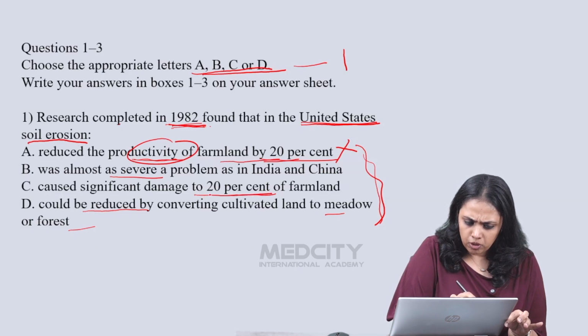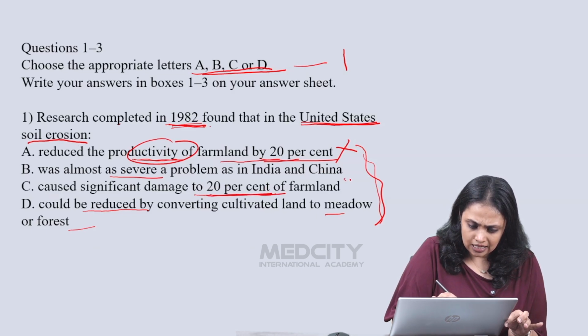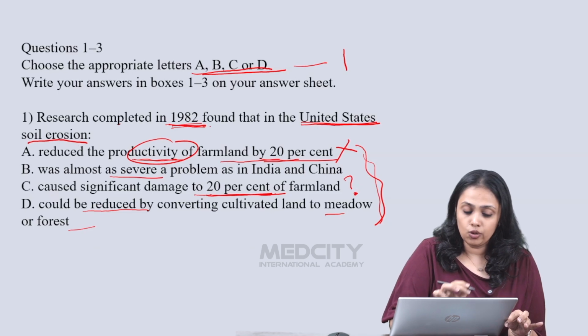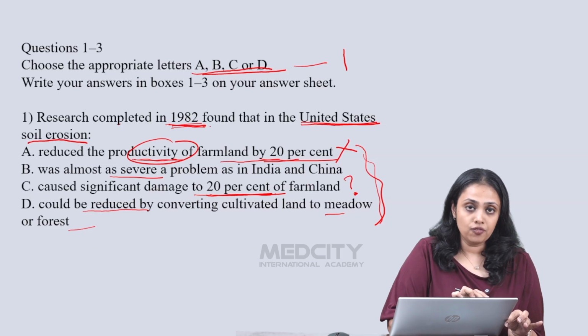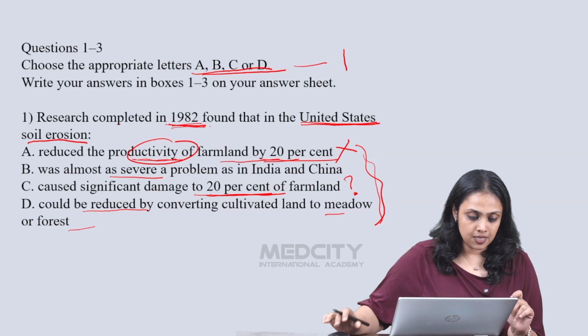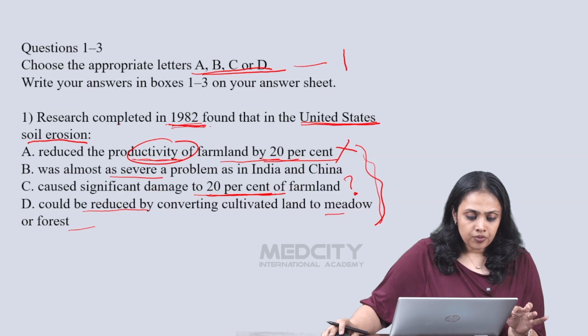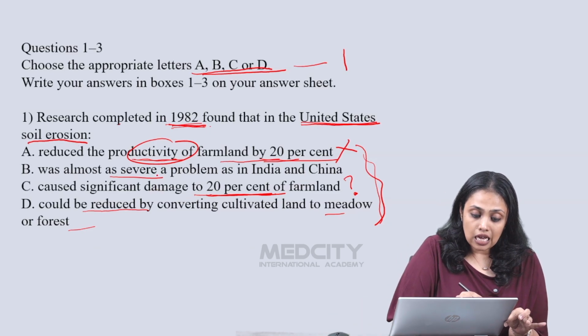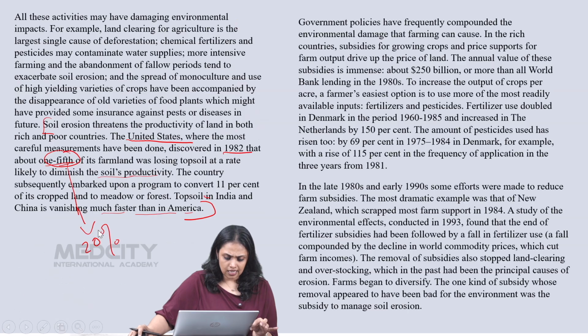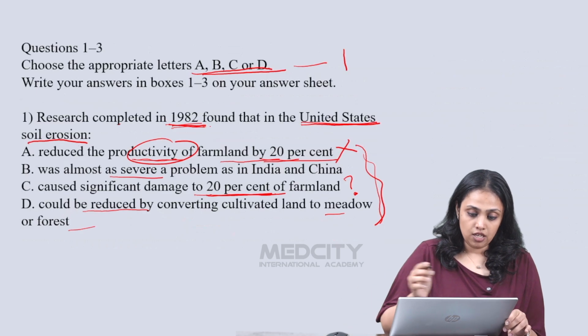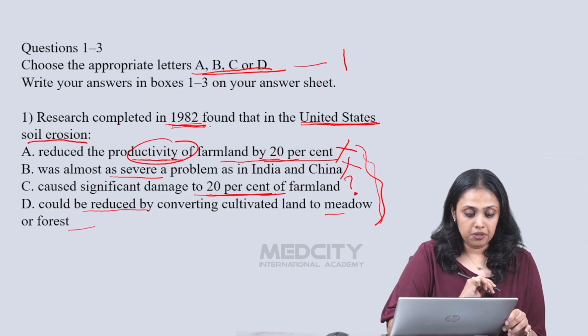Now, since we have already read about the percentage, we can say that option C might be the right answer, but let's not conclude before going through all the options. Let's put it on hold. Cause significant damage to 20% of the farmland. That's what we just read in the text. Then option B, the soil erosion in US was almost as severe as in India and China. But what did the text say? Topsoil in India and China is vanishing much faster than in America, which means that in America it is less. So it is contradicting, so we can eliminate option B.